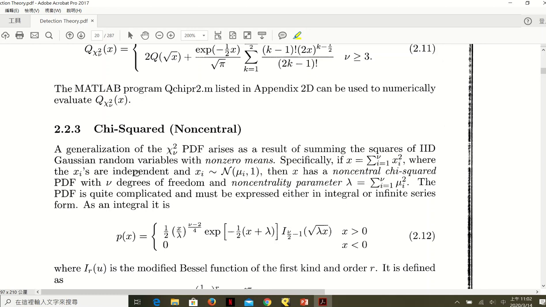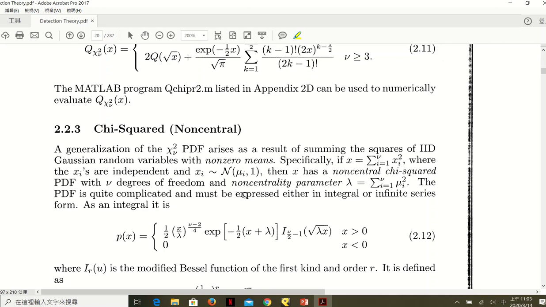The variables are independent. We should not say IID, because IID means identical and independent, but there's only independent here. We don't have identical because their mu i's, their means, may be different. So we should not say these xi's are IID. They're just independent, not identical. Then x, which is this summation, has a non-central chi-square PDF with v degrees of freedom, and that v is the summation of the whole thing.